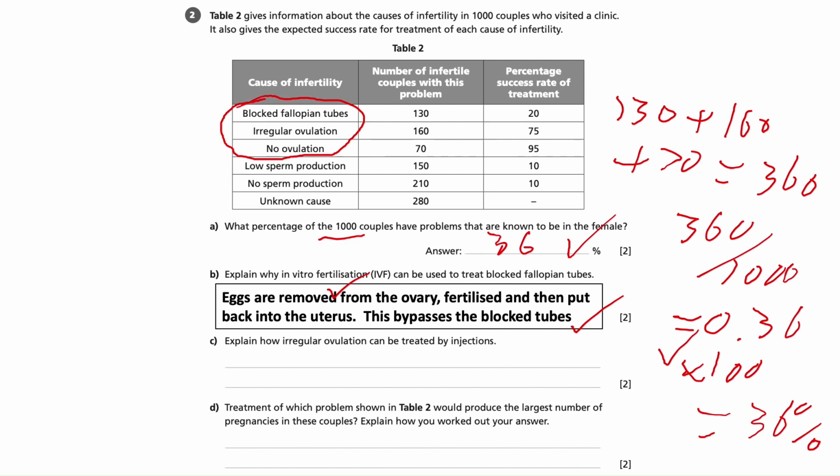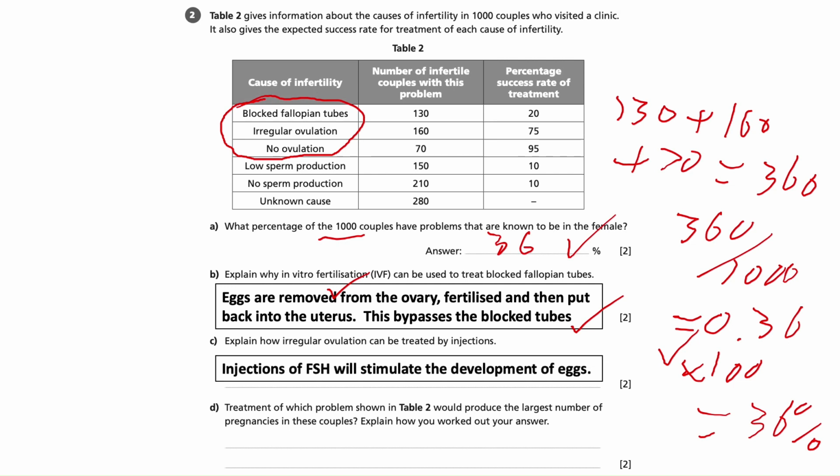Part C. Explain how irregular ovulation can be treated with injections. Again, this is kind of a recall question. So we're saying that injections of FSH, that hormone, will stimulate the development of eggs, therefore help with the fact that they're not developing due to the irregular ovulation. So 1 mark for saying injections of FSH, and a 2nd mark for saying that will stimulate the development of the eggs. That scores 2 marks available for this question.